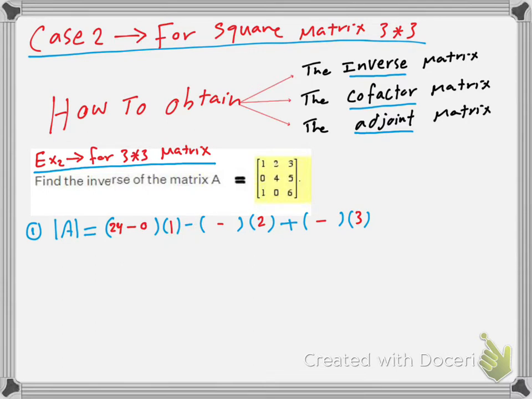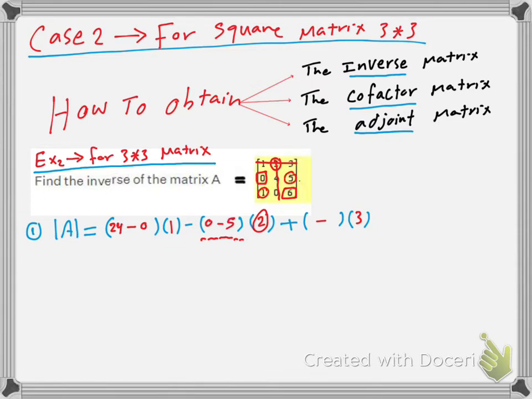In the same way, to fill the second bracket, you should go to the number 2 and hide the row and the column. How many items will remain? 4. Just make cross multiplication between them: 0 multiplied by 6 becomes 0, and 5 multiplied by 1 becomes 5.